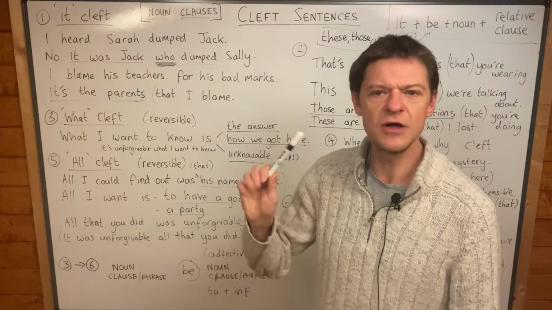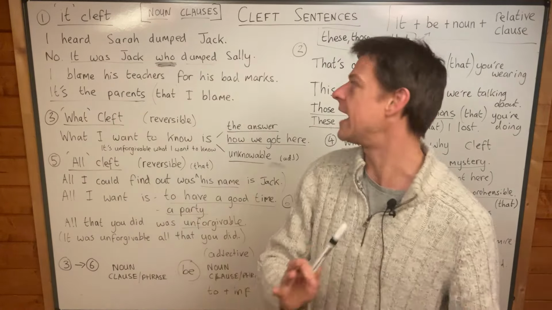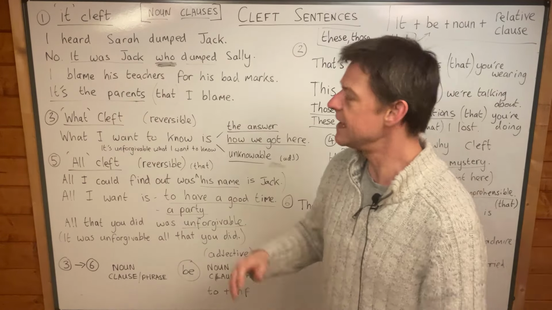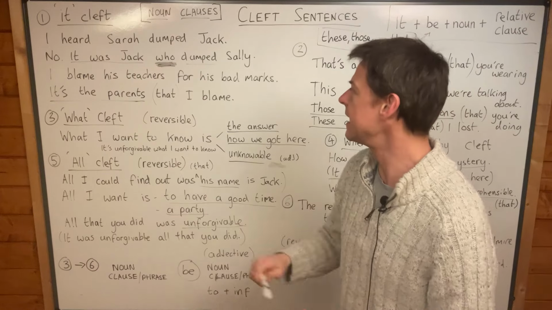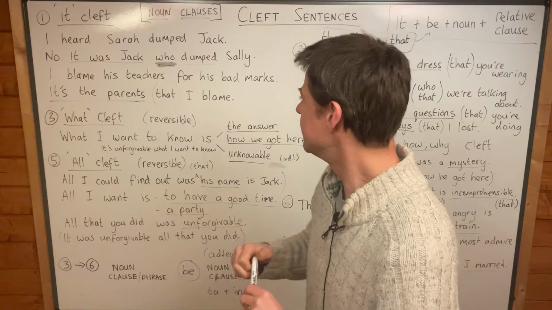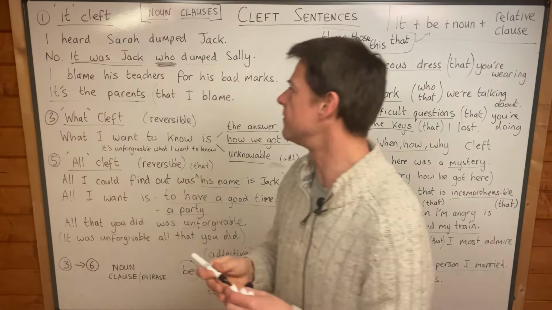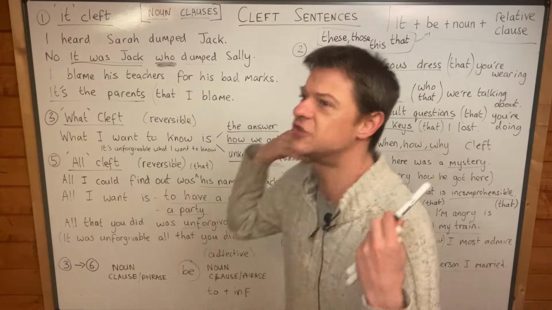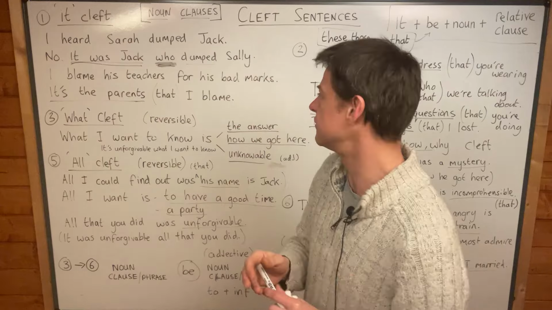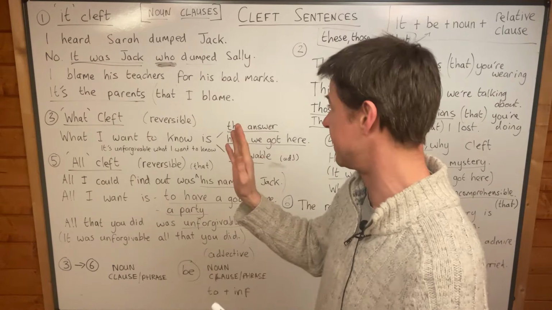And you think, no, it was the opposite. It was the other way round. And you say, no, it was Jack that dumped Sally, or who dumped Sally. Yeah, it was Jack who dumped Sally, okay? And this who is absolutely necessary. Now, when you do this, you put emphasis on that part. You really do. You say, no, it was Jack who dumped Sally. Yeah, you put the emphasis right there. You focus the person's attention, the listener's attention, on the fact that it was Jack, not Sarah.